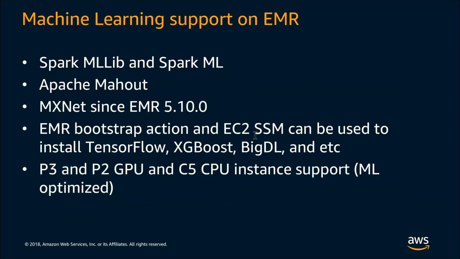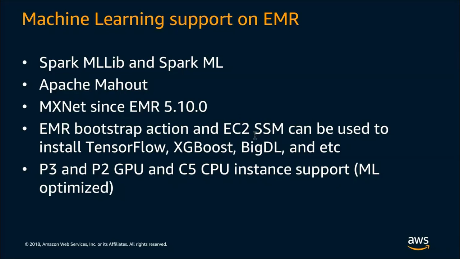On EMR, 3 machine learning frameworks are available natively. So we have Amazon ML and MLlib on Spark. We also have Apache Mahout, which is the first distributed machine learning framework for Hadoop. It is not as popular as Spark ML, but it's still evolving. It now supports Spark as a backend, and it also added the GPU support. Since EMR 5.10, we added the MXNet deep learning framework as a native application.